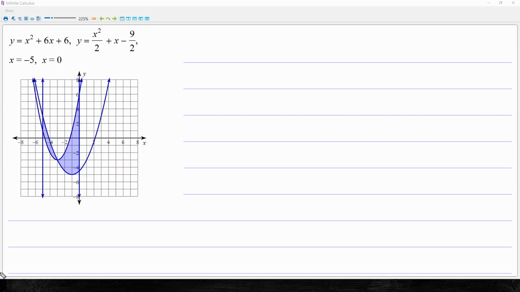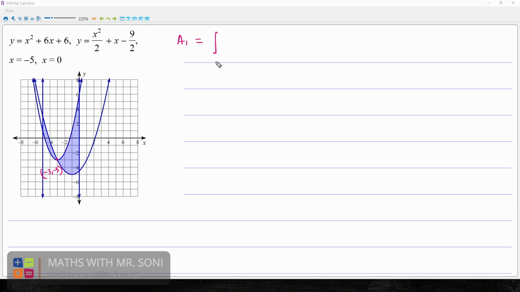From the geometry and the graph that's given to us, these graphs are intersecting at -3, -3. So therefore, we need to write our area 1 as the integral from -5 to -3. So that x value there is -5 and this x value is -3. Therefore, we need to integrate from -5 to -3.